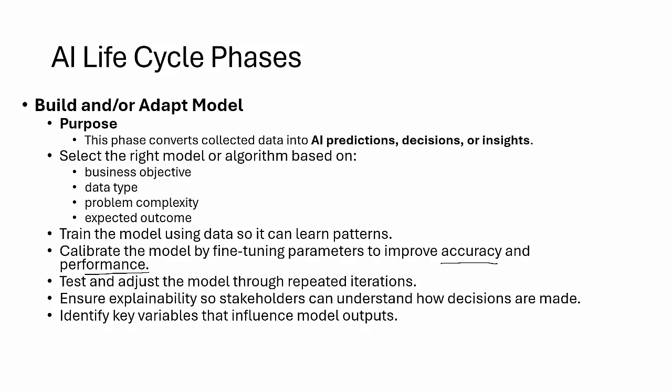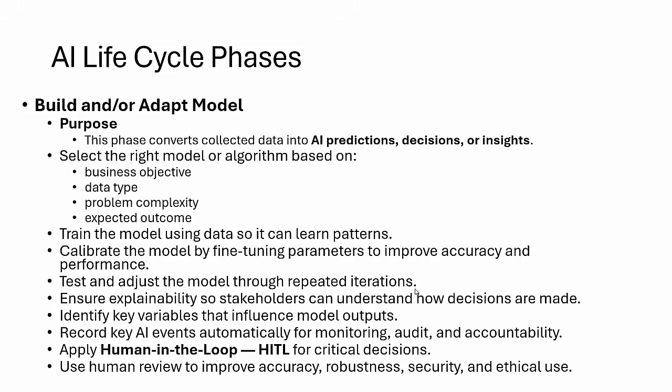Test and adjust the model through repeated iterations. That is normal practice, and we need to identify the variables. That is part of the build and adapt model. Then make sure for every critical decision, human oversight is required. So any question in the exam talking about the most important factor for critical AI decision, human in the loop is required. And we use human review to improve the accuracy, robustness, security, and ethical use. And make sure we record everything. That is part of the function.